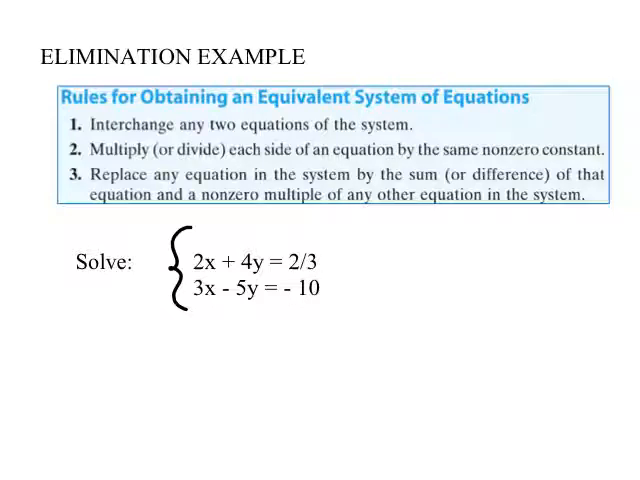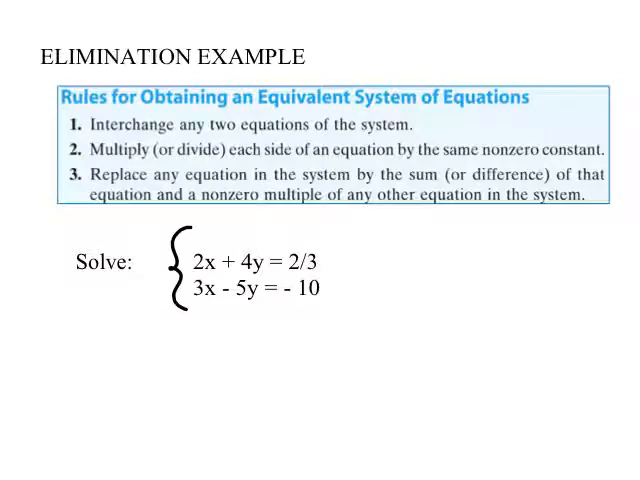So note our rules. Number 1, we can interchange any two equations, which we don't really use with a 2-variable system. We can multiply or divide each side of an equation by the same non-zero constant, so by any number that's not 0. And we can replace any equation in the system by the sum or difference of that equation and a non-zero multiple of any other equation in the system. This is a real complicated way to say that we can add the two equations or subtract the two equations together, which is what we do in elimination.